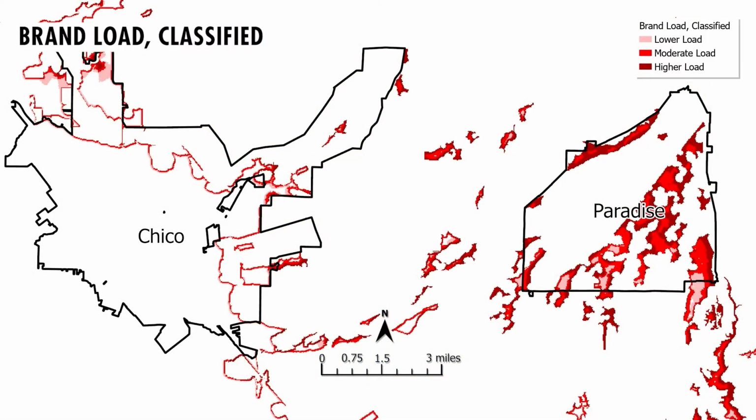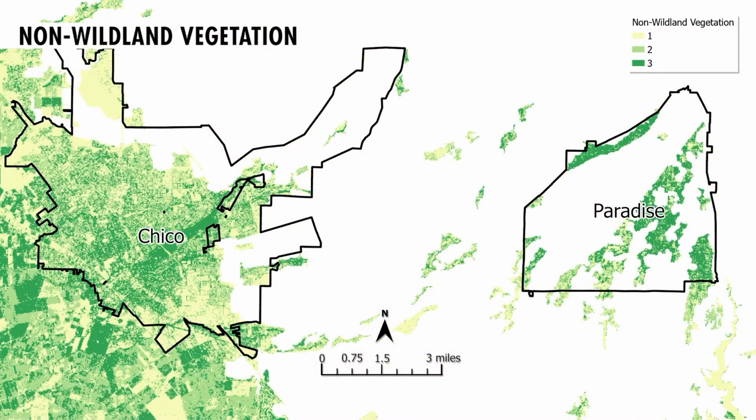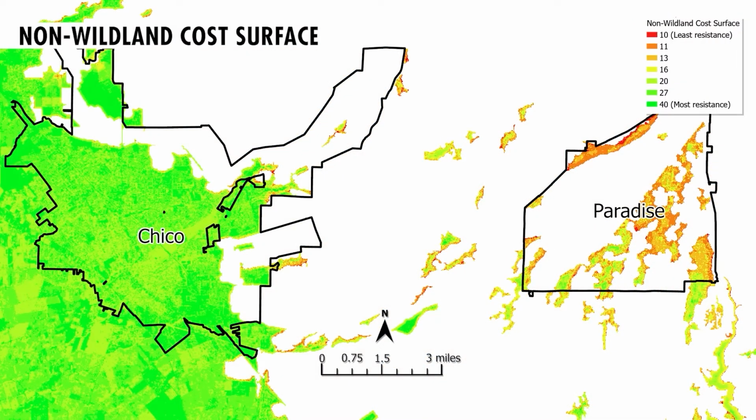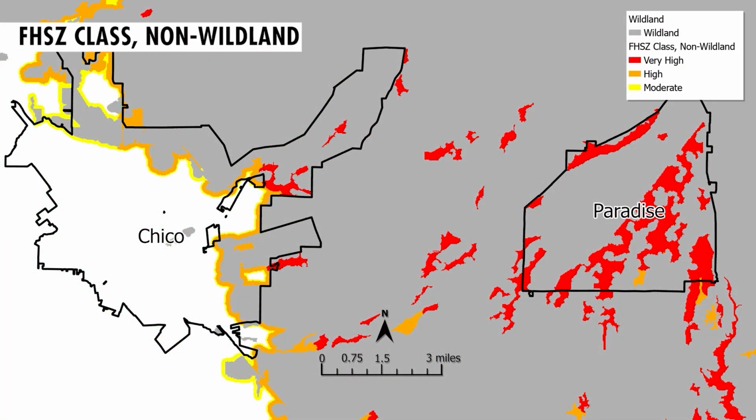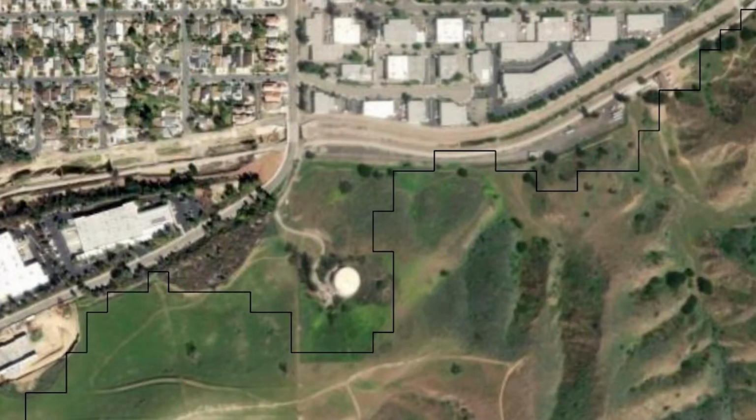In addition to brand load, we include slope and tree cover in generating fire hazard severity zone buffers, as these factors can promote greater fire ignition and spread. The width of the fire hazard severity zone buffer is wider in areas that have higher brand load, steeper slope, and greater tree cover. Let's go through that sequence again, zooming in on a neighborhood at the wildland-urban interface and focusing on how the cost surface is calculated to build the FHSZ buffers.